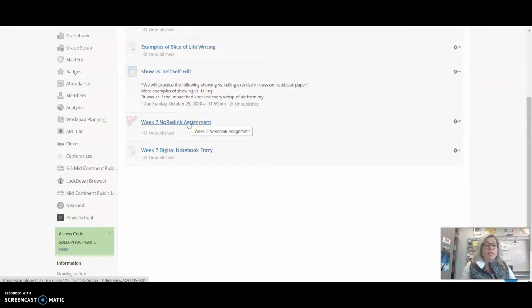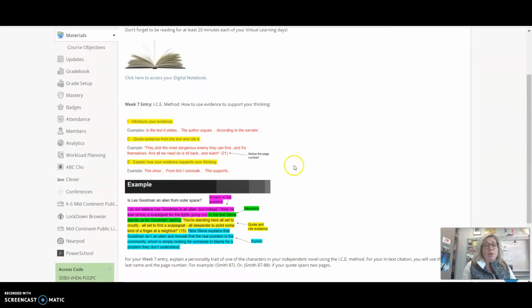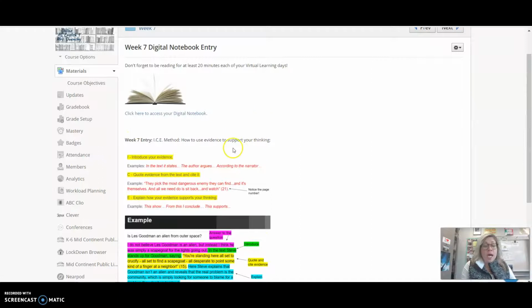Then you have your week 7 no red ink assignment, which focuses on transitions, and then your week 7 digital notebook entry. There's a little more to it this week. I'm really wanting to introduce the ICE method to you guys. And basically that's how to use evidence to support your thinking.